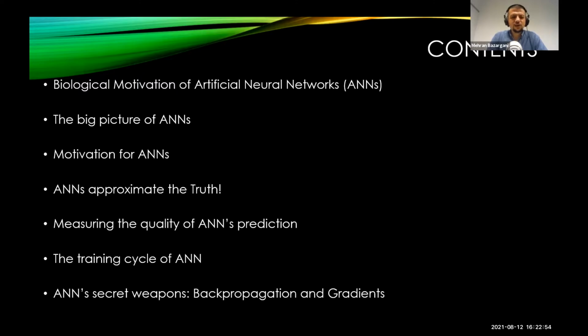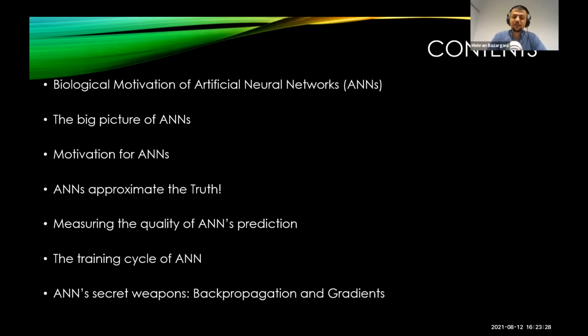Next, we're going to talk about the big picture of ANNs and the motivation behind them. Also, later on, we're going to point out a very important fact: an ANN, an artificial neural network, is nothing but an approximator. And what does it approximate? It approximates the truth that we don't know, right? There is this truth that we want to learn. We don't know what it is, but we want to learn that truth. We want to converge to that truth. An amazing topic, really great stuff.